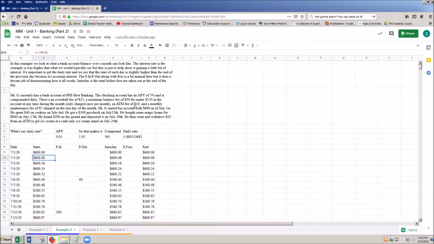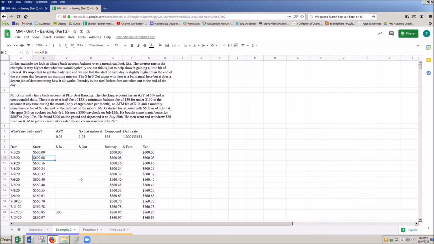It's a bit of an odd example here, but I'm just trying to incorporate it for you. Typically, if you go to your own bank's ATMs, there's no fee. But here we're assuming we're going to some other bank's ATM, or maybe it's just a lousy bank. There is a monthly maintenance fee of $7 charged on the last day of the month, so we want to make sure we include that as well. And I'm starting out the account with $600 as of the 1st of July.